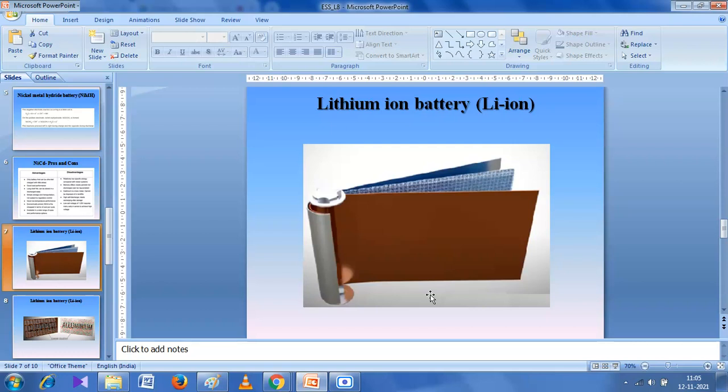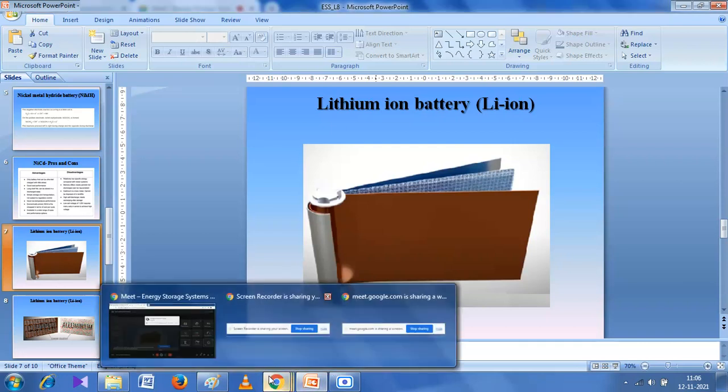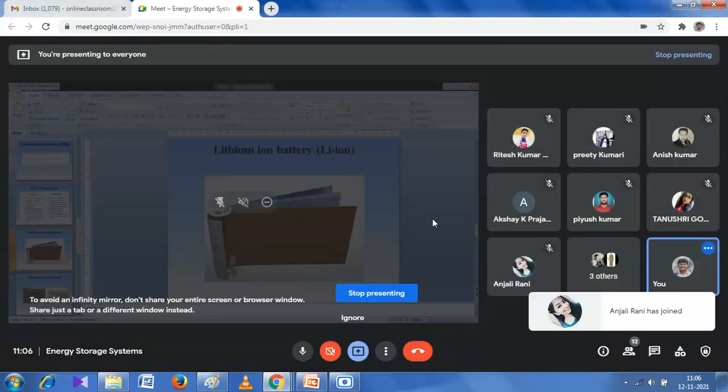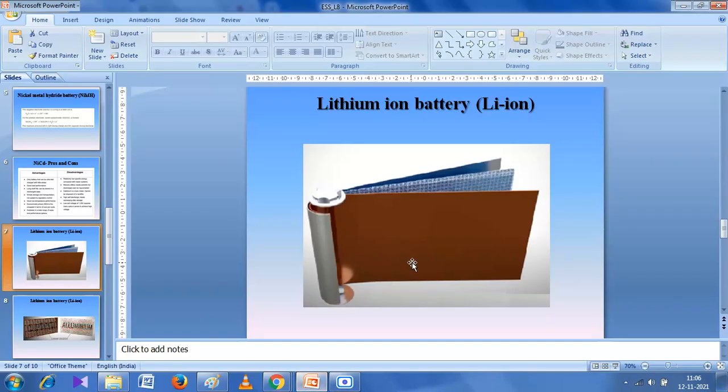Actually, what we do, we have used one positive plate, another negative plate, and another is a separator. The positive plate is made of lithium metal oxide, and the negative plate is basically graphite, and in between the two there is a separator, and after that we make the lithium ion battery.